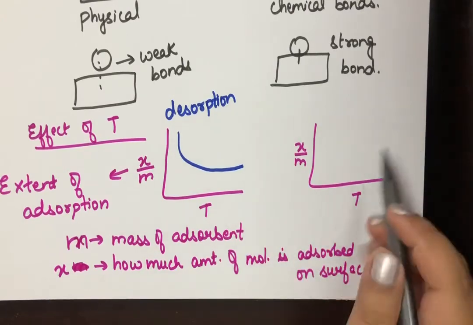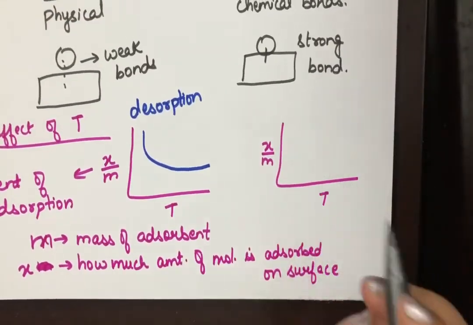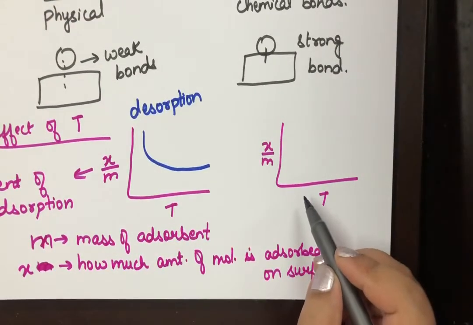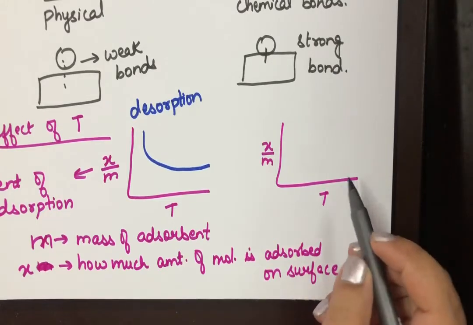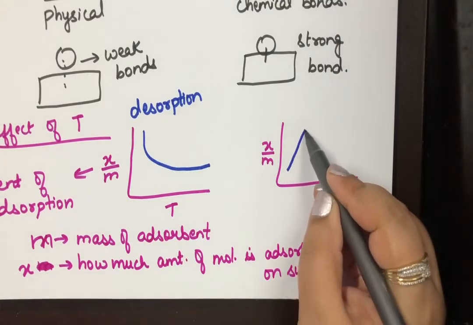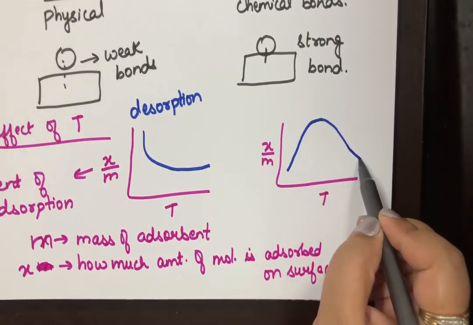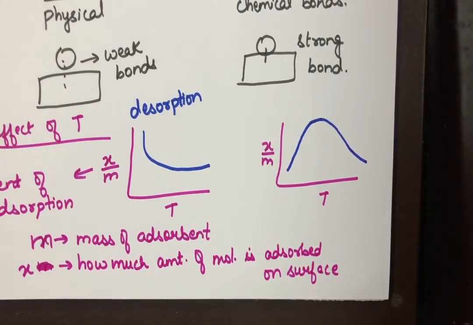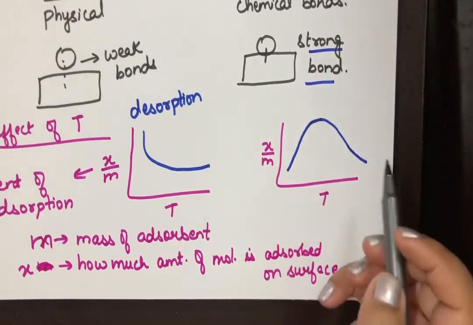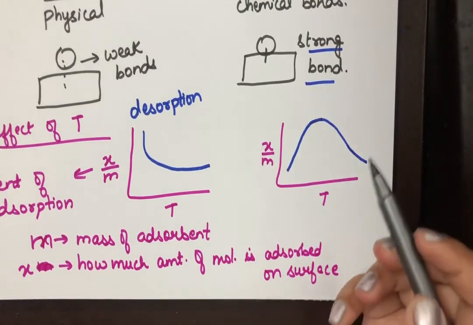Now what will happen in the case of chemisorption? Again, as the temperature is increasing, the extent of adsorption increases. It goes till a maximum amount and then it starts decreasing. Now what has happened here? You remember that the bonds were strong here. They were the chemical bonds.